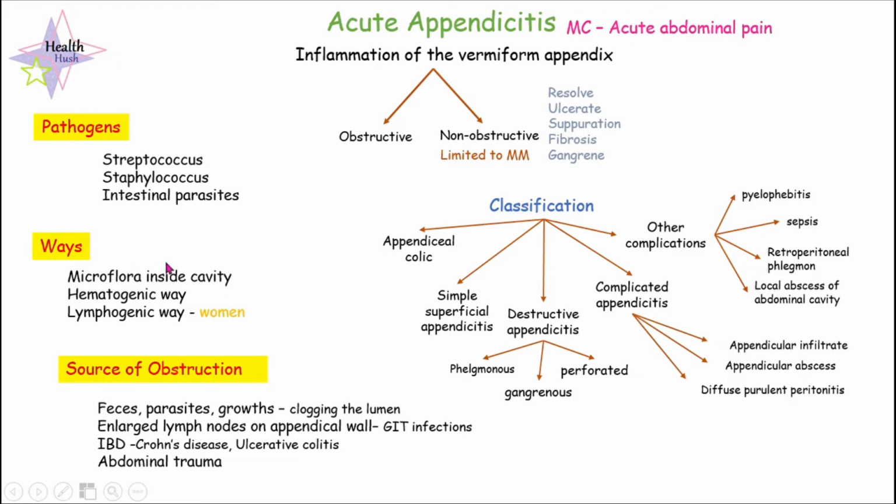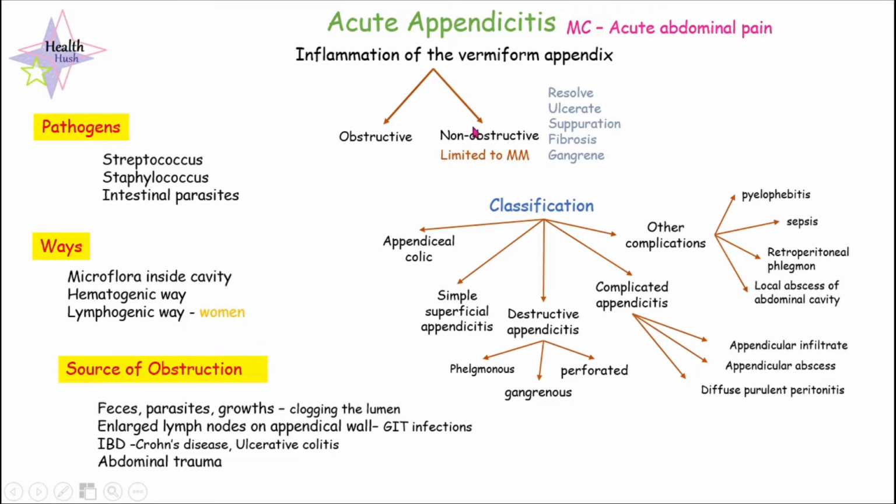Usually, we know that microflora resides inside the intestine, in the lumen. So these microbes can also cause this infection, and also there can be infections by bacteria or other parasites, usually bacteria, which will come through the hematogenic ways, and lymphogenic ways, which is more commonly seen in women.